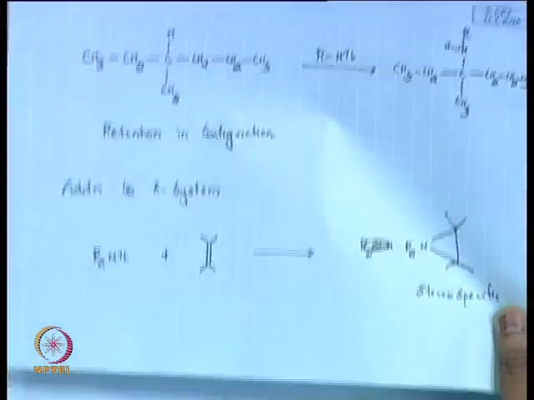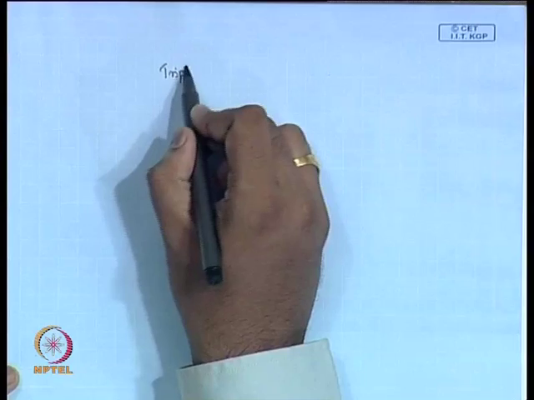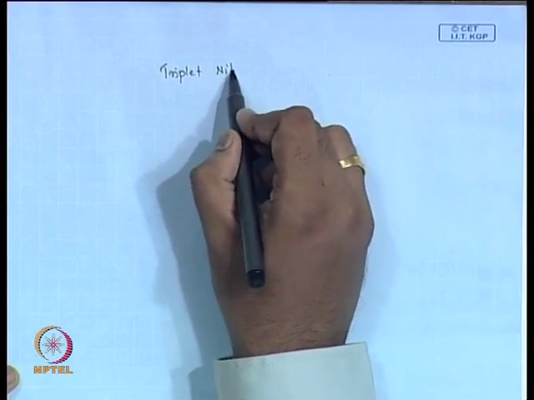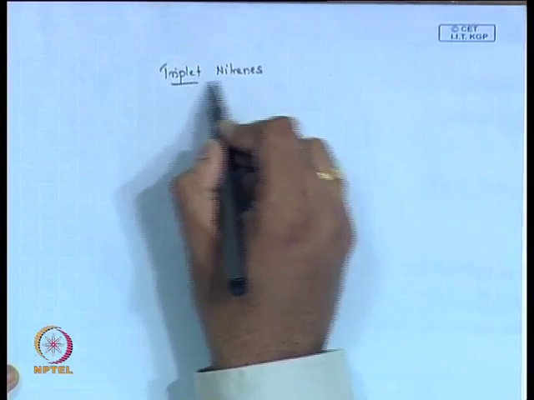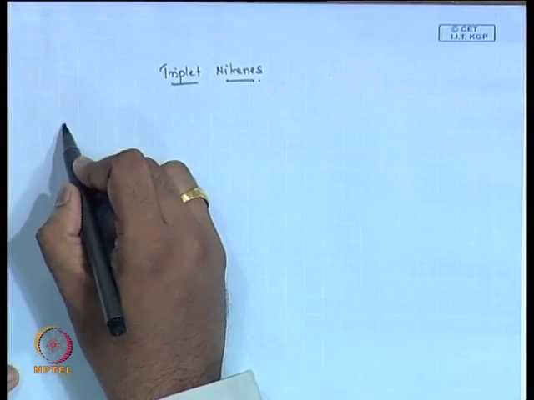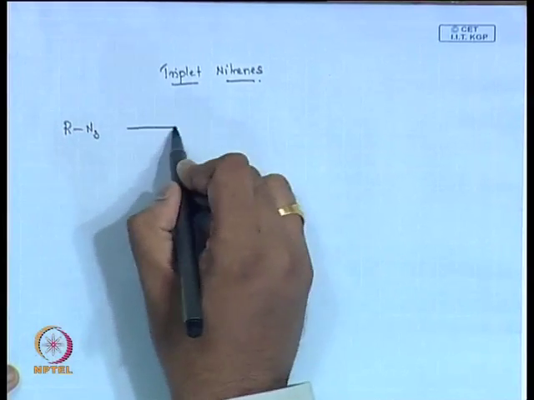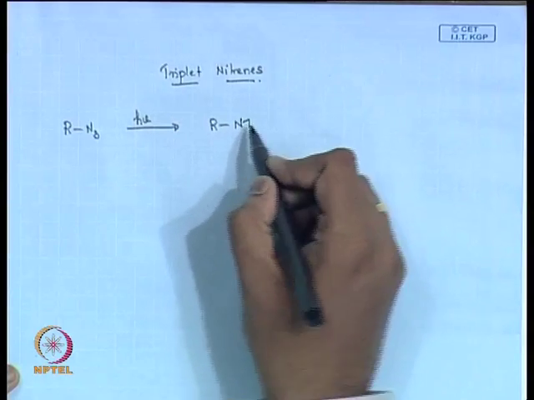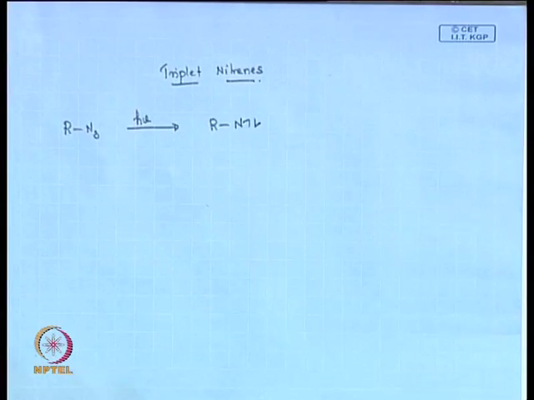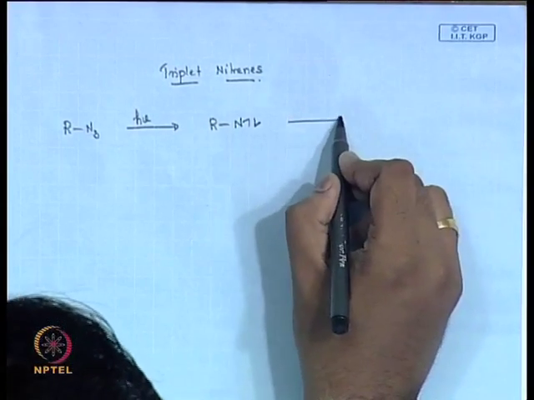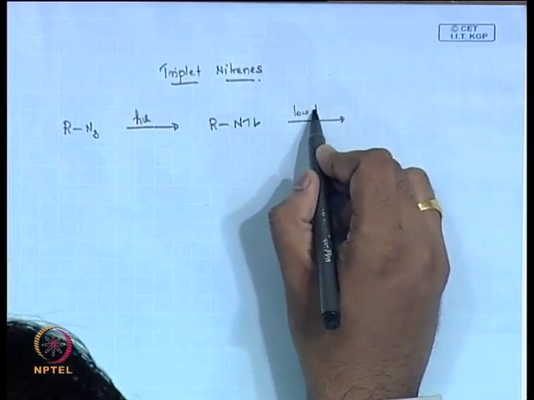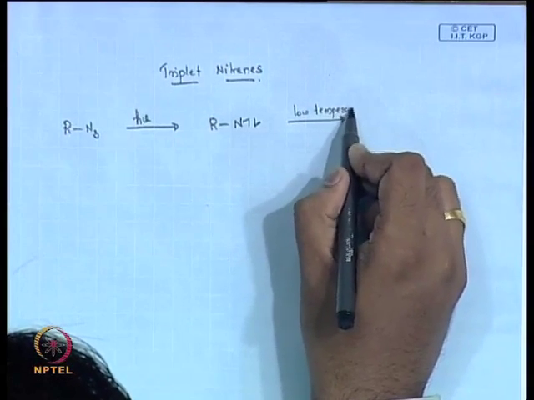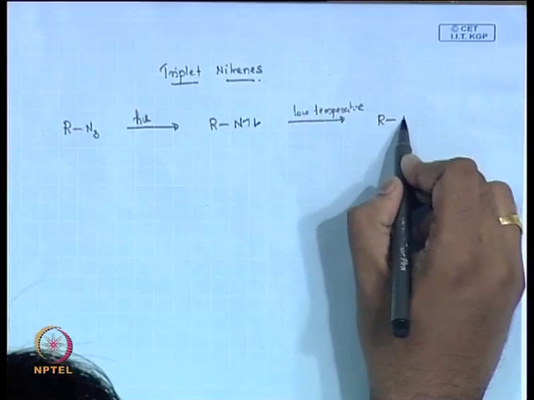Now, we will slowly go on, that is all about your singlet nitrenes. Now, triplet nitrenes. Just as you said, once I photolyze, I get my singlet, and at low temperature, just like your carbene, it gets you triplet.